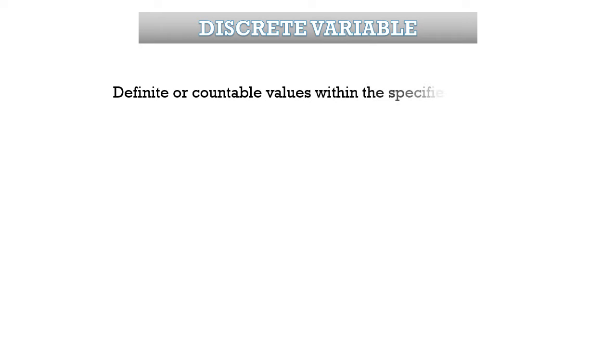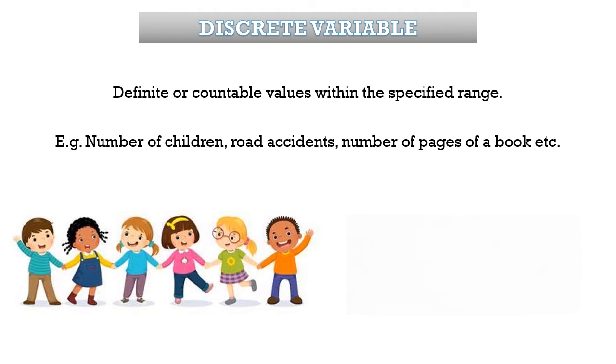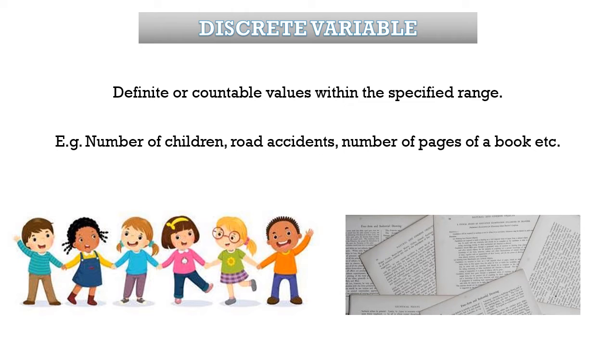Discrete variable. Now, definite or countable values within the specified range. So, discrete variables are some of the values which are definite or countable, means between two points, whatever values are there, they are definite, they are not infinite, and they are countable. If we want to take example, it could be number of children, road accidents, number of pages of a book, etc. All of these things, if you see, we can count them on our fingers also.